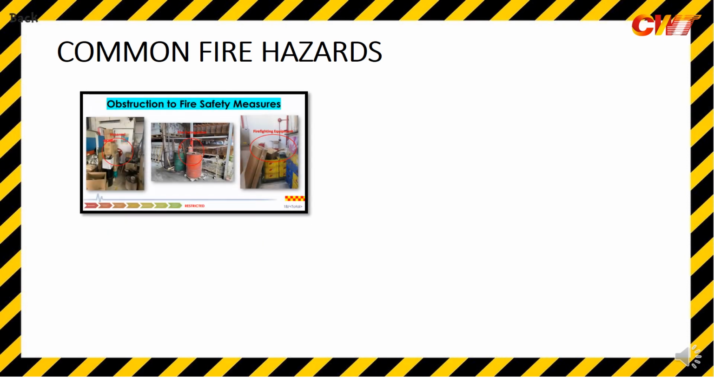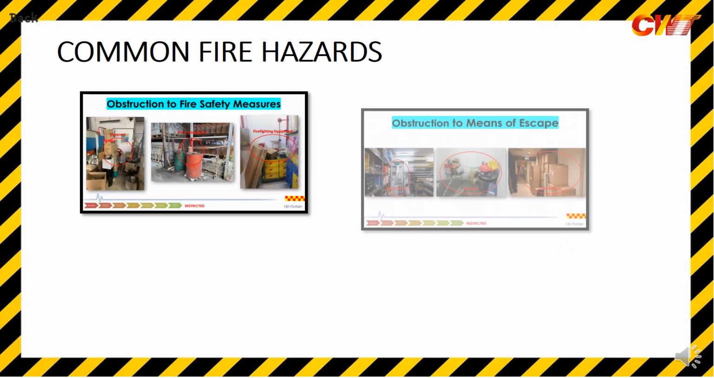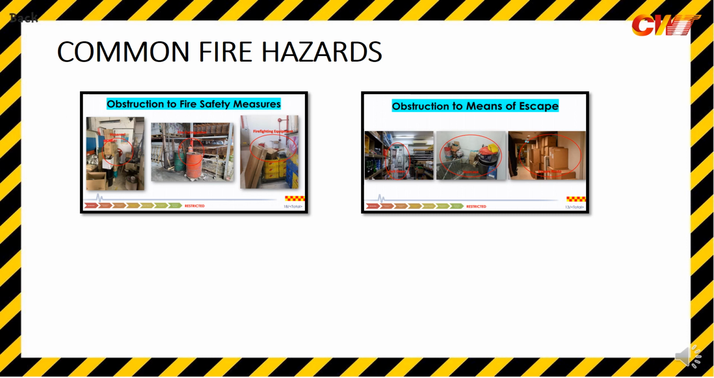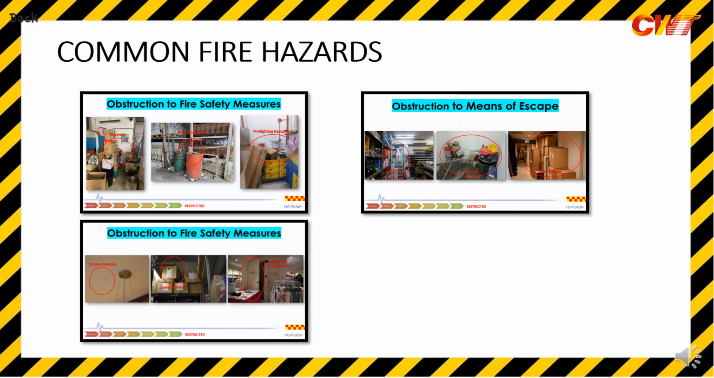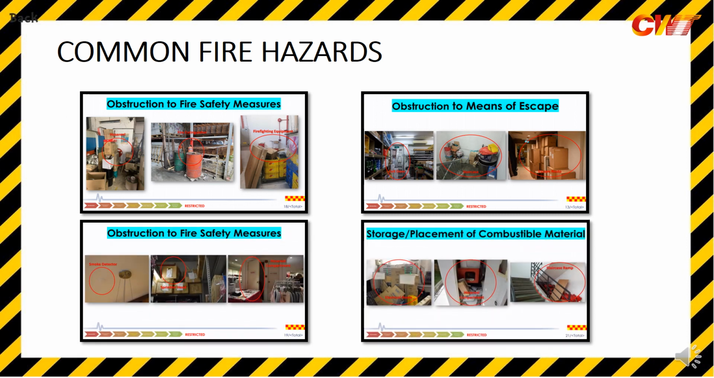Here we would like to share some of the common hazards found in a warehouse building. Obstruction to fire safety measures. Obstruction to means of escape. Obstruction to fire safety measures. Storage or placement of combustible material at the common area.